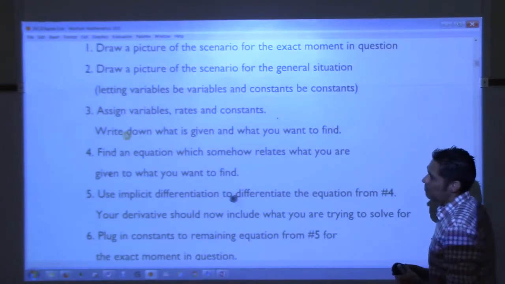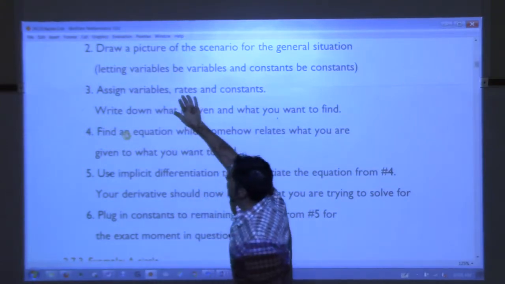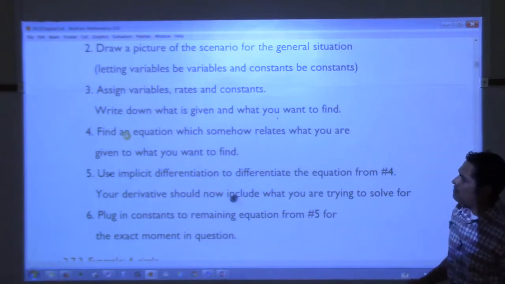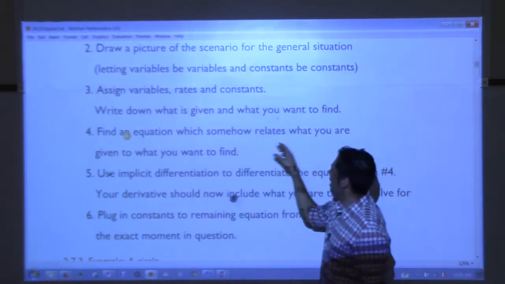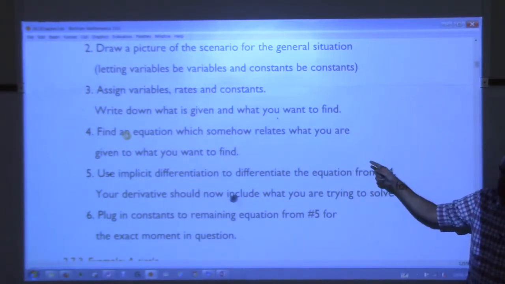After you assign all your variables, you determine any rates or constants, then what you're going to do is somehow find an equation which relates what you were given to what you're trying to find. That's one of the key elements of the problem, as you'll see.